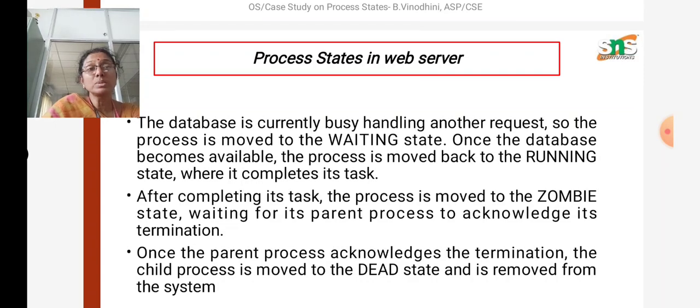Suppose the client requests the database, the web server creates a new process to handle the request and moves it to the ready state. Suppose the database is busy, then it goes to the waiting state. If it is available, it goes to the running state. After completing the process, it goes to the zombie state, waiting for the parent's acknowledgement. Suppose the parent process acknowledges its termination, then it goes to the dead state. So these are the process states in the web server.